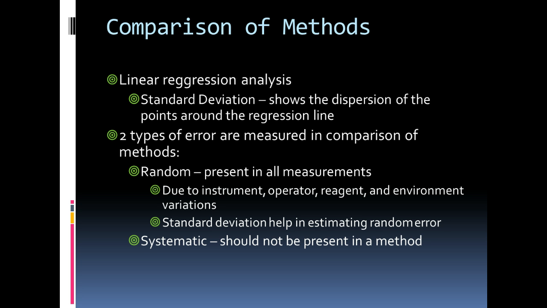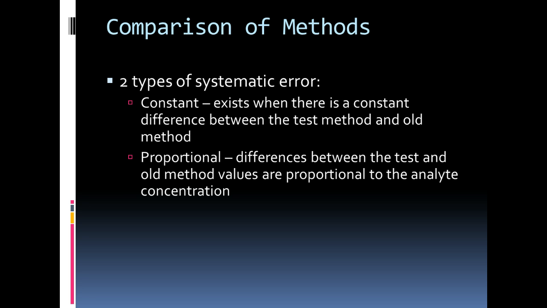2 types of error are measured with those methods as well, random or systematic error. Random is present in all measurements. It's usually due to instrument, operator, reagent, or environment type of variations, and the standard deviation can help in estimating that. Systematic should not be present in a method at all. 2 types of systematic error that you don't want to see is constant. This exists when there's a constant difference between the test method, a new one and an old one. And then there's a proportional difference. So it's either really, really high in one analyzer and really, really low. You know what I mean? They're proportionally different.